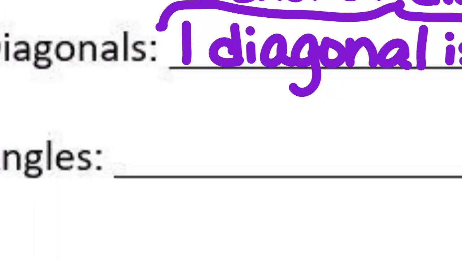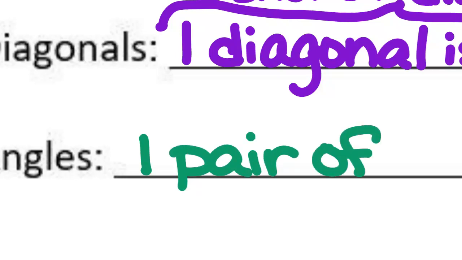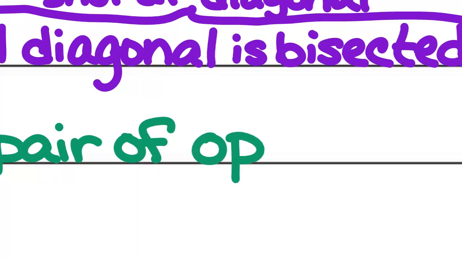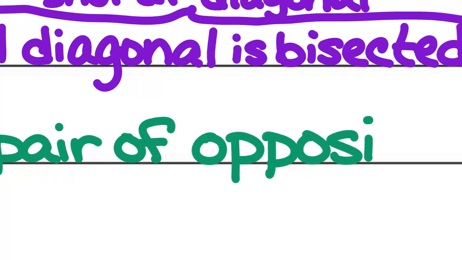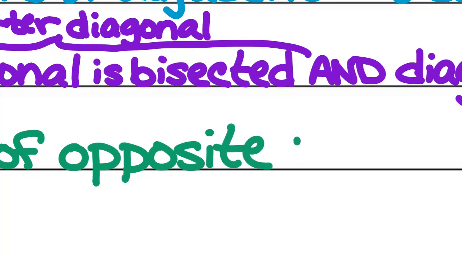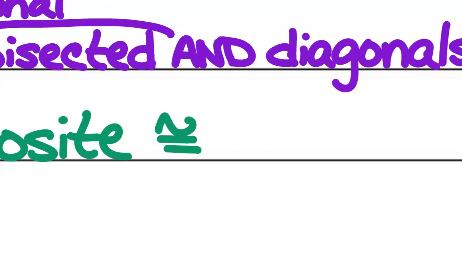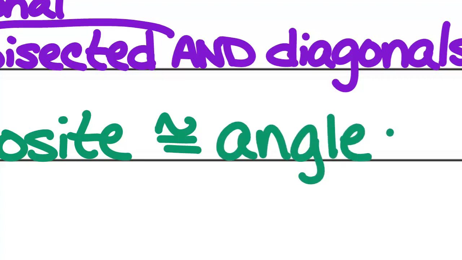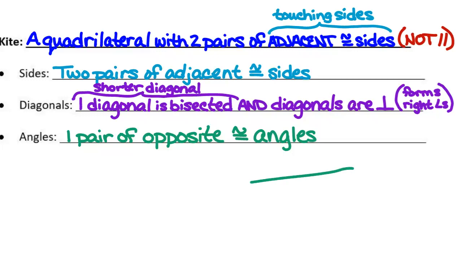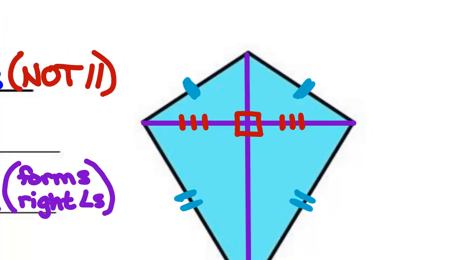And then we have our angles. There is one pair of opposite congruent angles. The opposite angles that are congruent are going to be the two angles that are connected by the shorter diagonal. So this angle right here and this angle right here. The top and the bottom are not congruent, but the left and the right are.